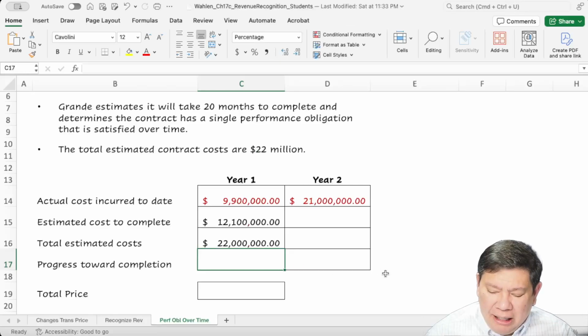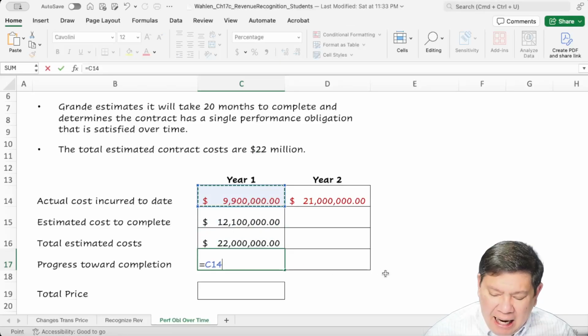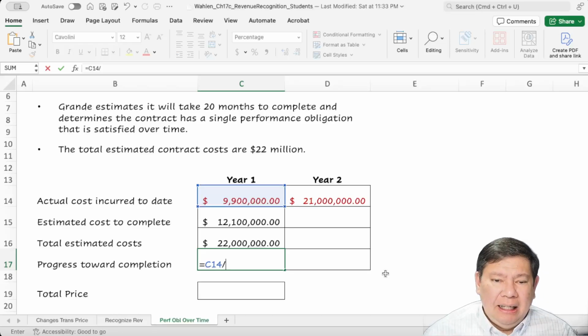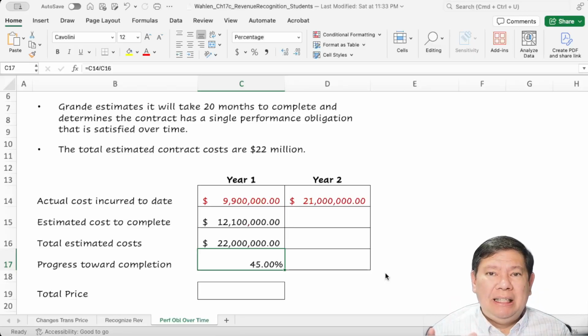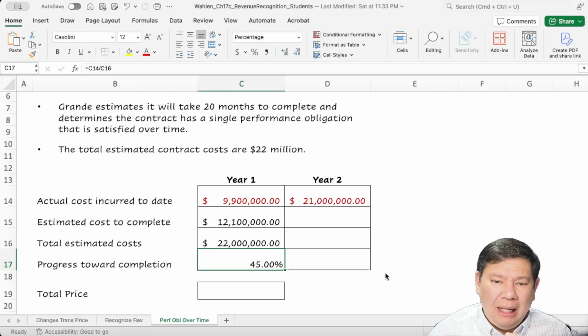The progress toward completion is 9.9 million divided by 22 million, and we get 45%. So that's the completion based on the cost spent in year one and the estimated total cost to be spent. By the end of year two, it turns out they only spent $21 million.